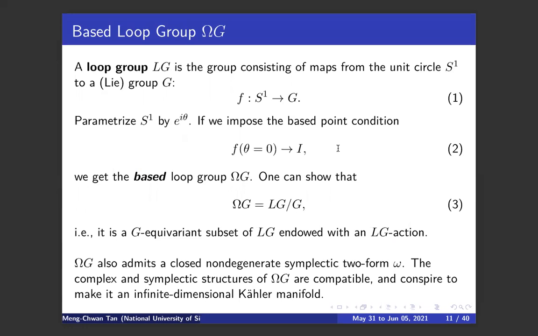Okay, so why we want to study the base loop group is because we want to utilize a theorem by Atiyah that is only valid for the case of the base loop group and not the loop group itself, due to some technical reasons. But physically, it will work out very nicely for us anyway. So one can show that this loop group is just LG mod G. It is a G-equivariant subset of the loop group which is endowed with an LG action itself. The point is that the base loop group admits a symplectic 2-form, ω. Okay, so very nice. We can study an A model on it. So the complex and symplectic structures of the loop group are compatible, and they conspire to make it an infinite dimensional Kähler manifold. Okay, very nice.